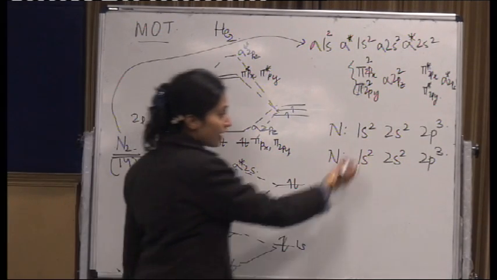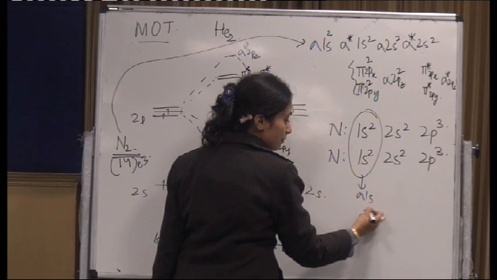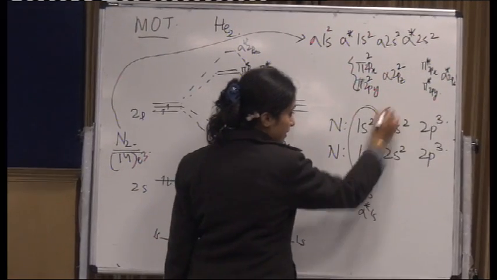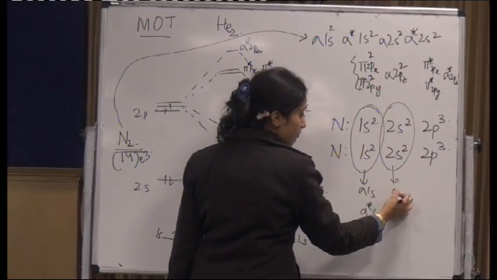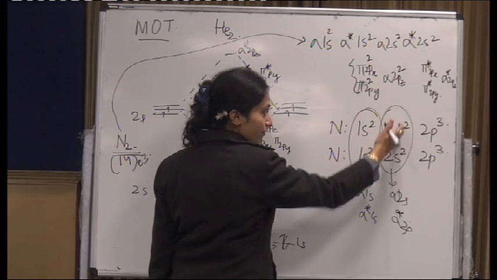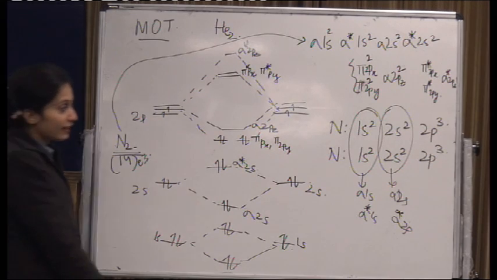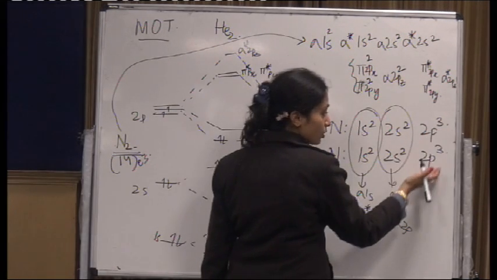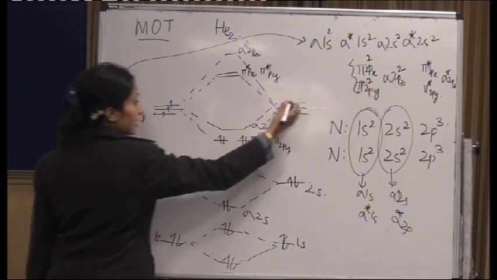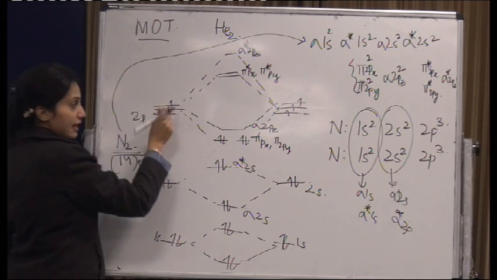So your 1s and 1s is combining to give you what? Sigma 1s and sigma star 1s. Sigma star 1s is higher in energy. Then this is going to give you sigma 2s and sigma star 2s. So 4 and 4 electrons will be taken care of here itself. Alright, and then comes your p orbitals which will have a total of 6 electrons, and those 6 electrons will be like, first this was the atomic orbitals, px, py, pz all are degenerate.